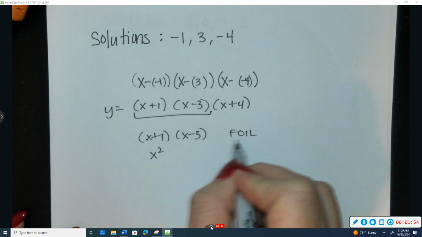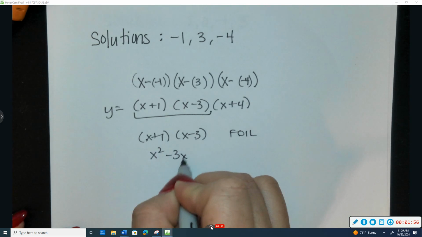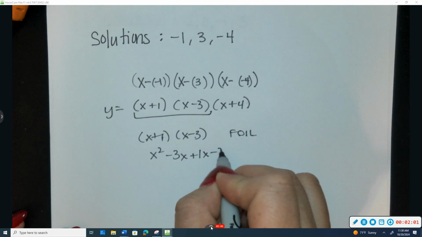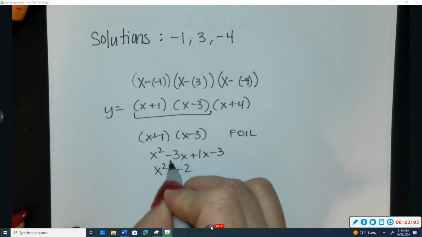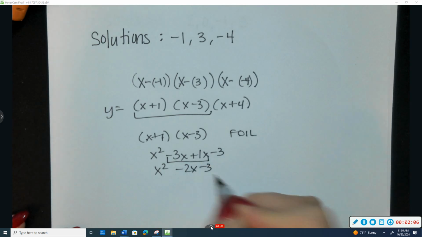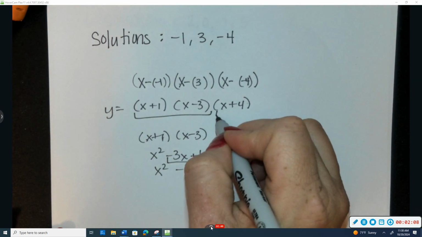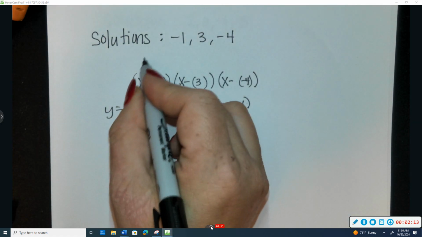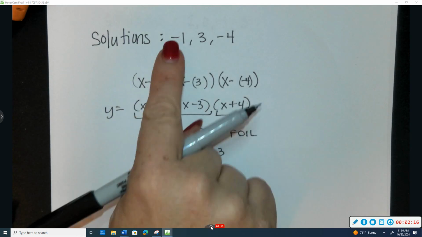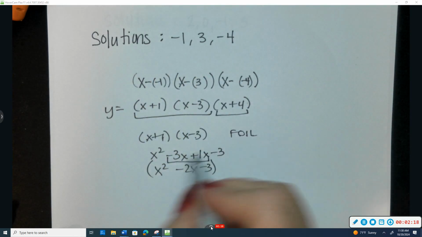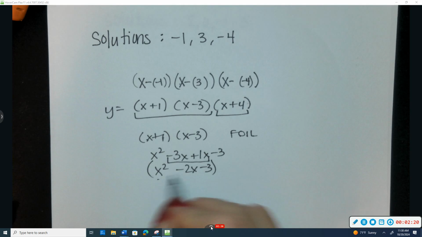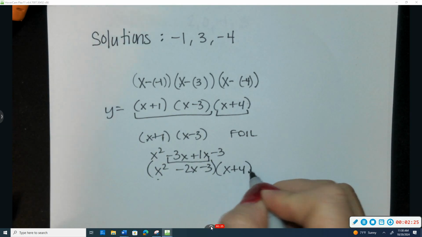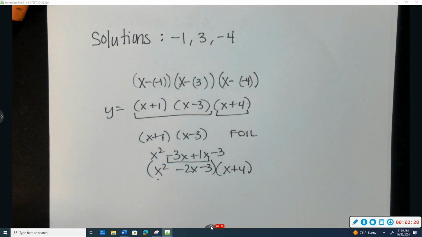Multiply the fronts to get x squared, multiply the outsides to get -3x, the insides achieve +1x, and last, +1 times -3 is -3. When you combine like terms, which would be the 2 middle terms in this case, this is what I end up with. But notice, I still have a third parenthesis, a third factor that I need to contribute to achieve the polynomial equation that has these unique 3 solutions. So here's what I get when I combine the first 2. I multiply the first 2 parentheses, but now I need to take it times the third. Now I'm going to show you an alternative way to do this next.